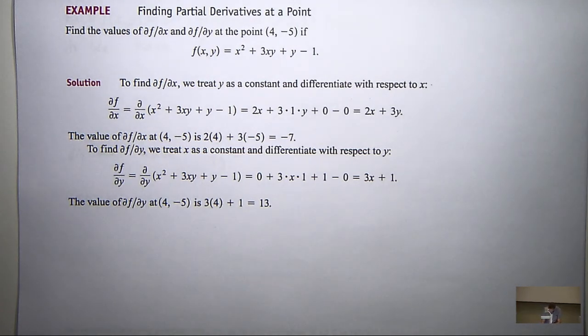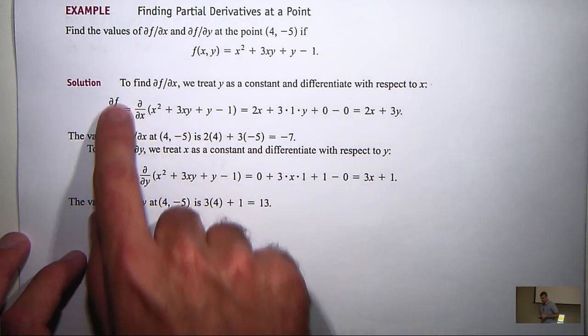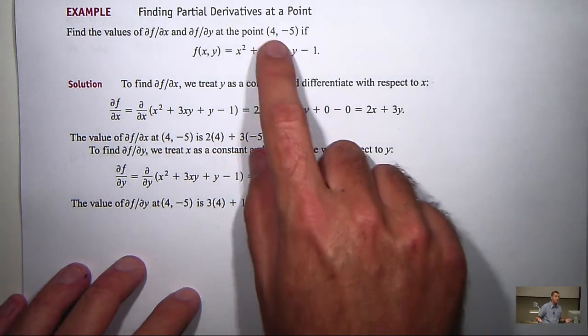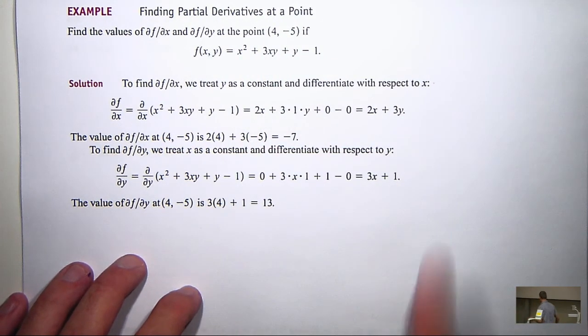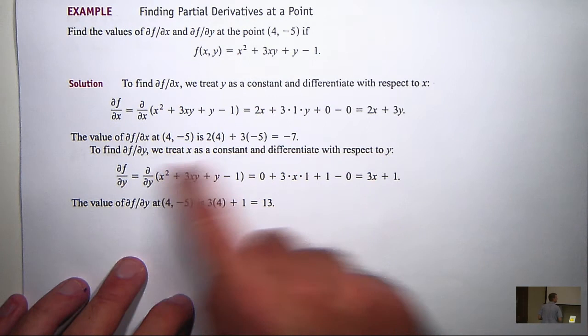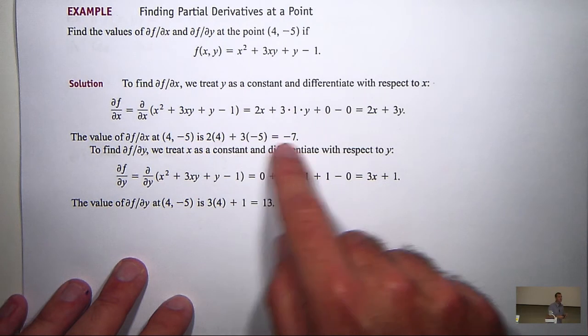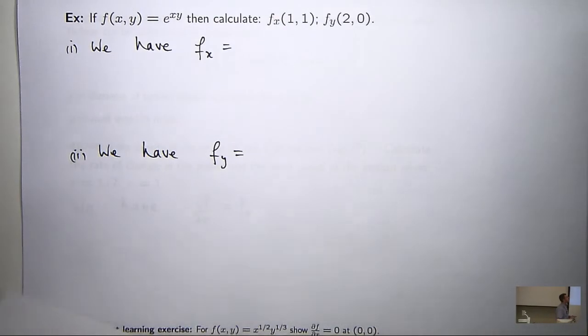Okay, so here we're asked to find the values of these partial derivatives at a particular point. So basically, we calculate the two derivatives first and then sub in the point of interest. In this case, the point is x naught equals 4, y naught equals minus 5. Okay, so you just differentiate normally and then at the last step, plug in those numbers. All right, a couple more examples.